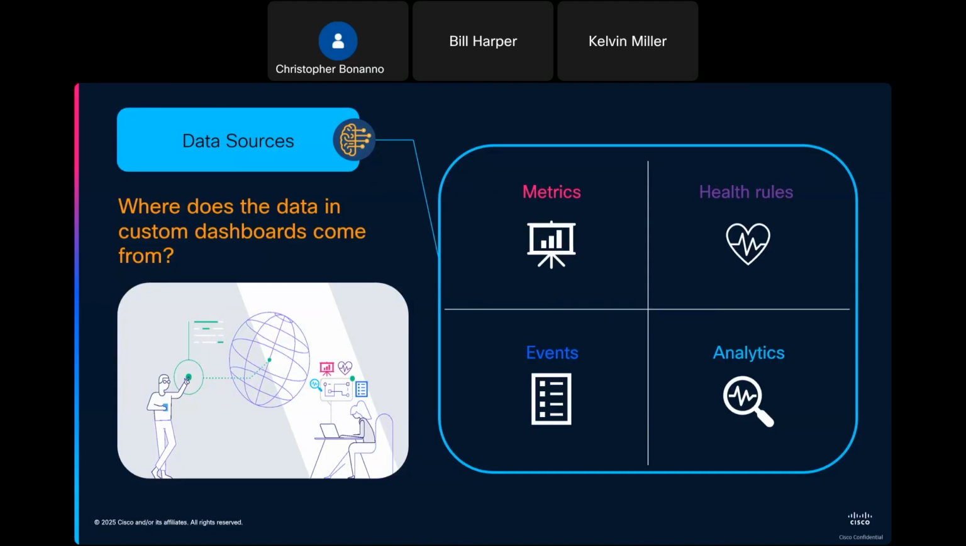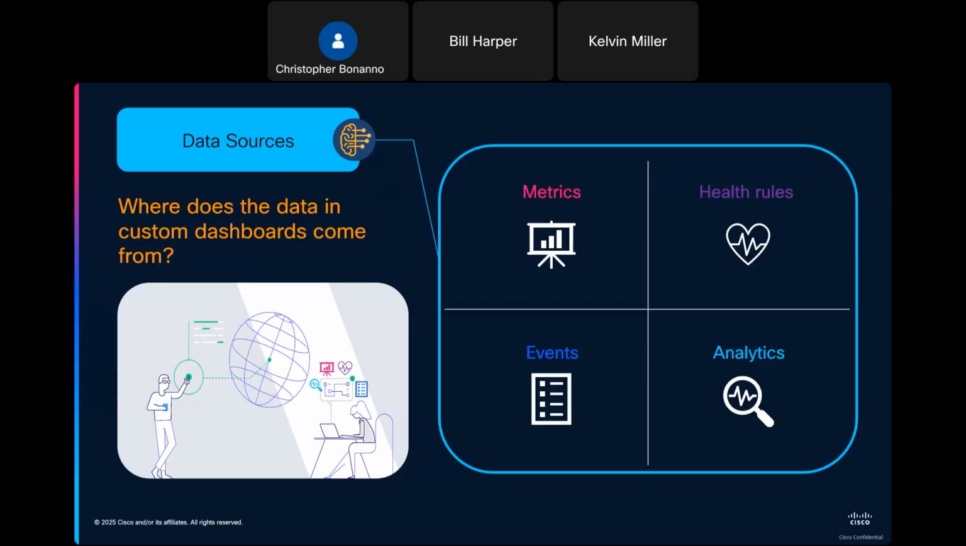Then we have health rules and using the health rule widget. Health rule monitors the health rules, so you have like an alert setup. If it's triggered, it'll go from green to red. So it's an easy visualization on your dashboard when something is going on.